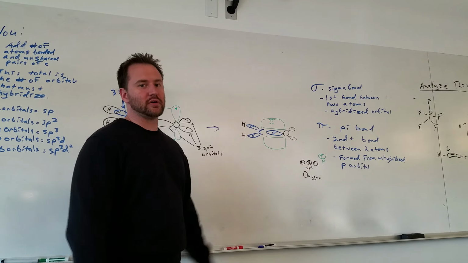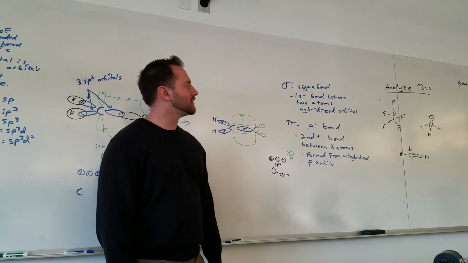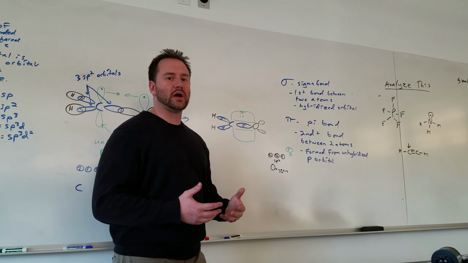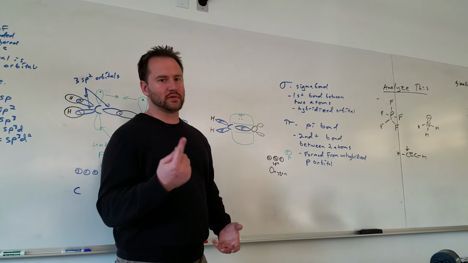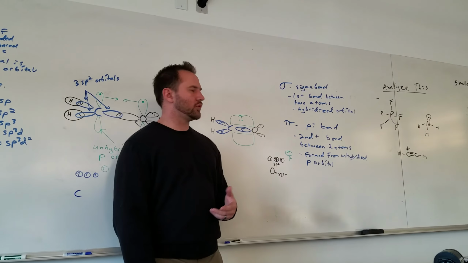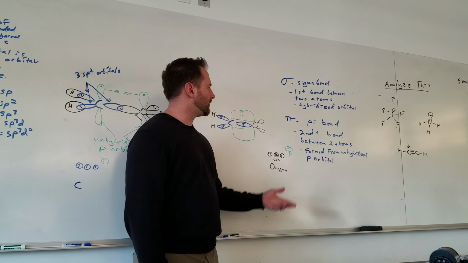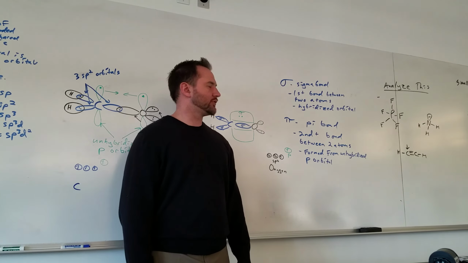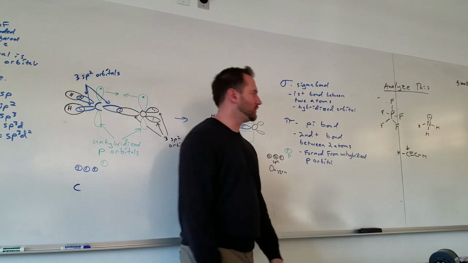So, just to recap, a sigma bond is the first bond formed between any 2 atoms, and it's a result of the bonding between 2 hybridized orbitals, with the exception of hydrogen. Hydrogen can't hybridize, it only has 1 orbital in its outer shell. And then a pi bond is a second or more, so a double bond will do this, a triple bond will involve it. It's the bonding between 2 atoms formed from unhybridized electrons in unhybridized p orbitals.